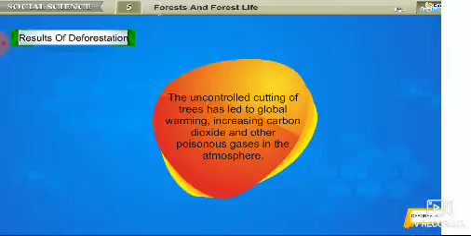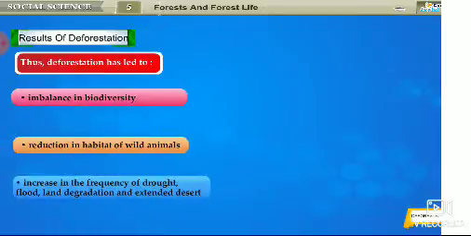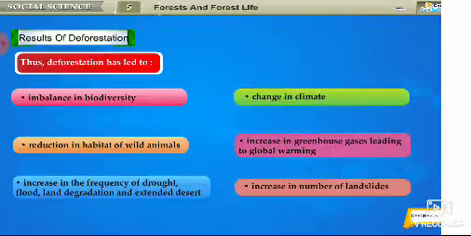Results of deforestation. The uncontrolled cutting of trees has led to global warming, increasing carbon dioxide and other poisonous gases in the atmosphere. Thus, deforestation has led to imbalance in biodiversity, reduction in habitat of wild animals, increase in the frequency of drought, flood, land degradation and extended desert, change in climate, increase in greenhouse gases leading to global warming, increase in number of landslides.